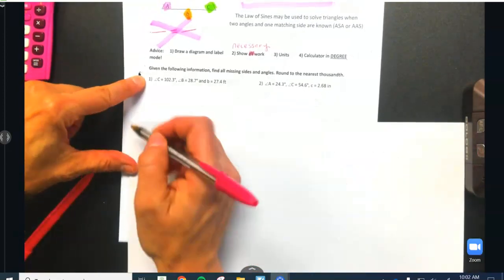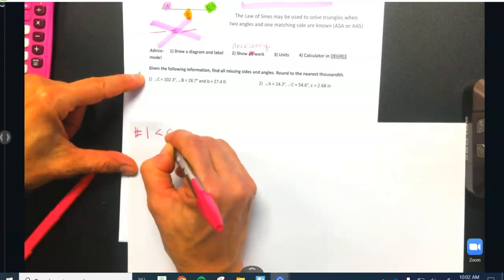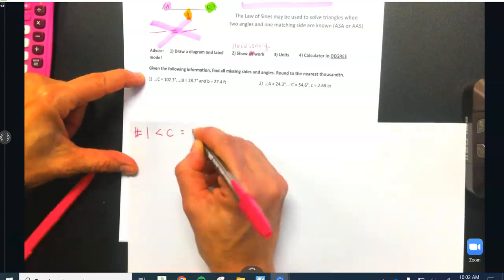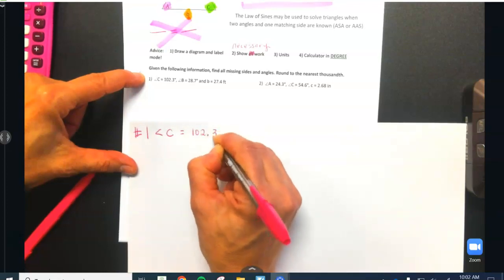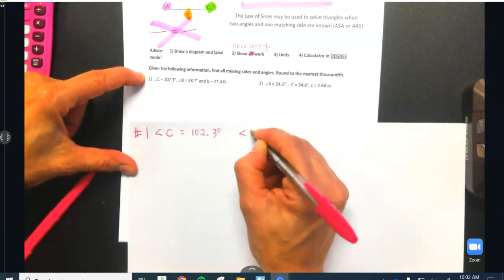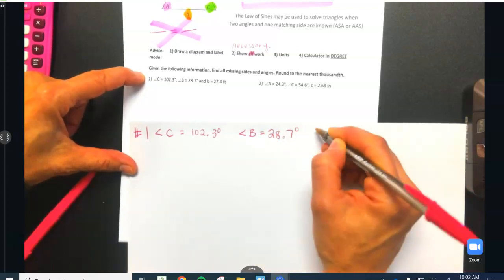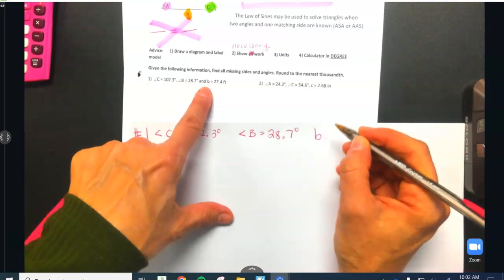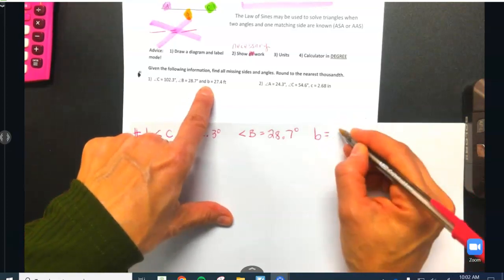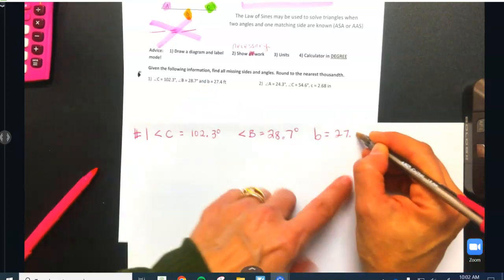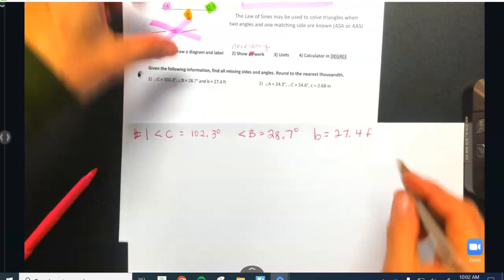What I'm going to do, guys, again, is just recopy the information on a separate sheet so I have plenty of room to work, so just give me a moment. I know angle C is 102.3 degrees. I know angle B is 28.7 degrees. And I know leg b, look, that's a lowercase b, so that's a leg. That's 27.4 feet. Okay.